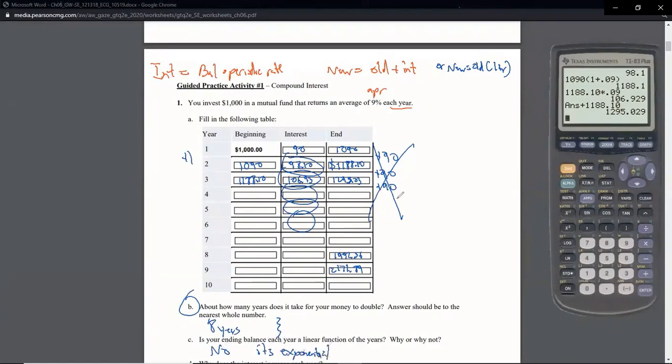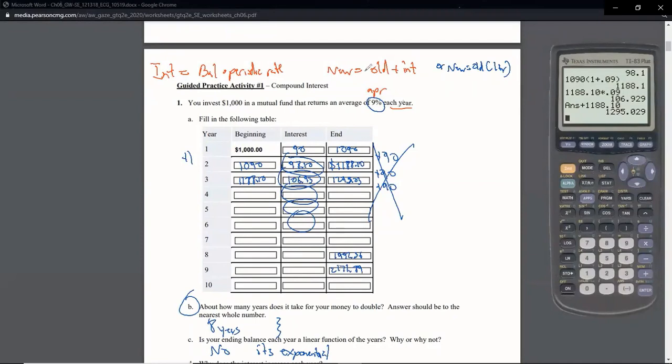Constant percent change. We are constantly changing at the same percent every year. We're getting 9% more every year. But because every year we have more, 9% of more is more, and then you get even more, and 9% of even more is even more. And I know that might sound silly, but it's true.